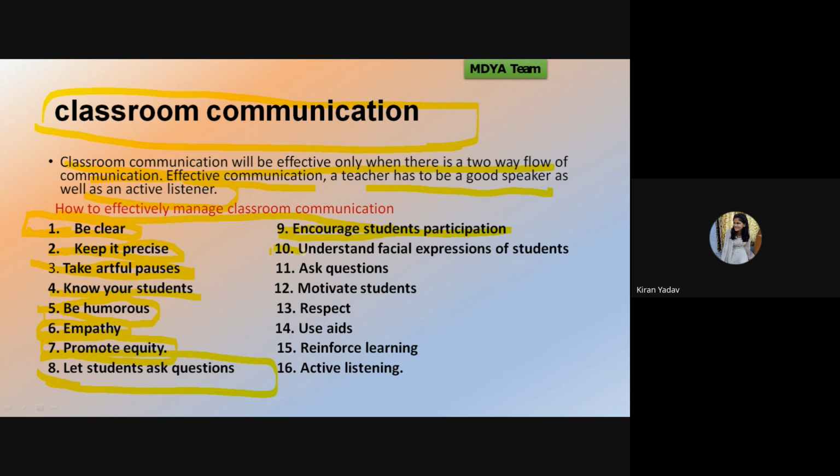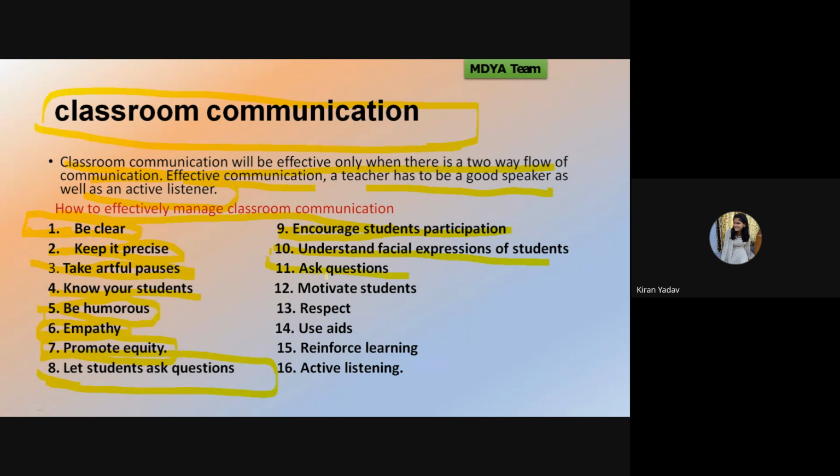Understand facial expressions of students. When you are teaching, try to understand from their facial expressions whether they are able to understand or not what you are teaching.